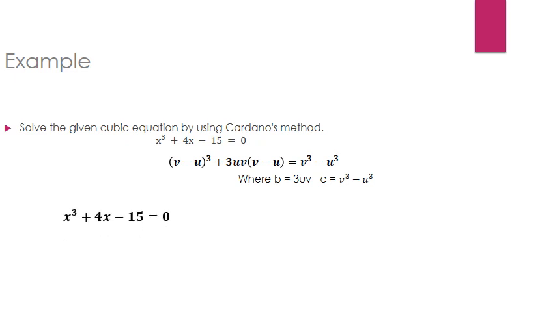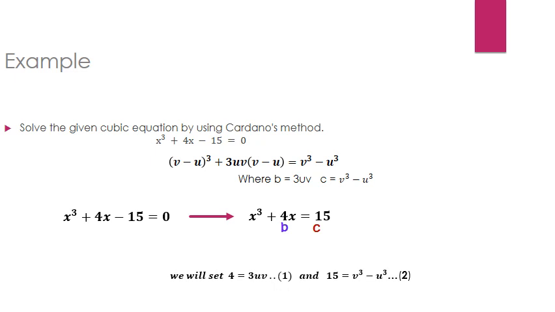Here's our example. To begin with, I'm going to move over the negative 15 to the other side as per how our depressed cubic equation should look. Next, we will set 4 equal to 3uv, which will be our first equation, and 15 equal to v to the third minus u to the third, which will be our second equation.